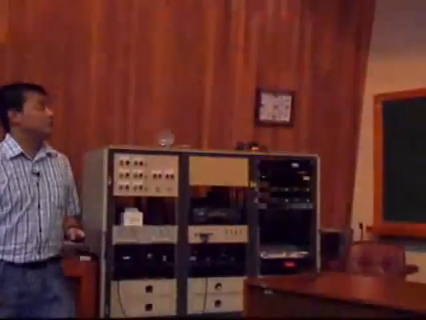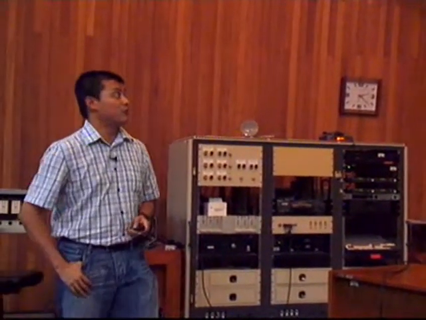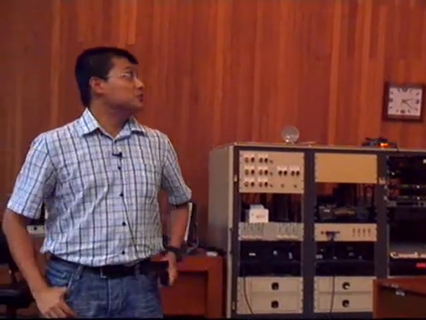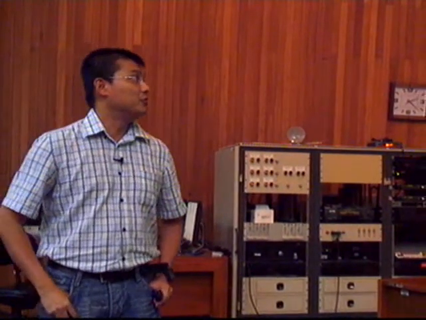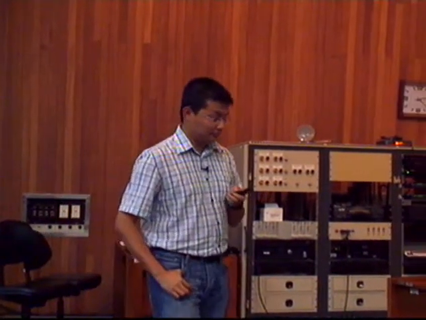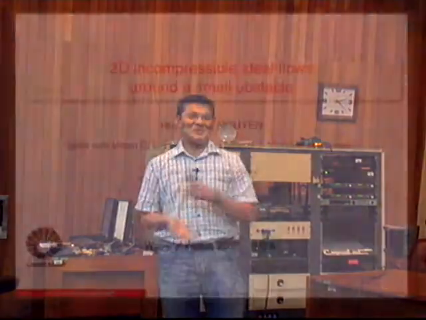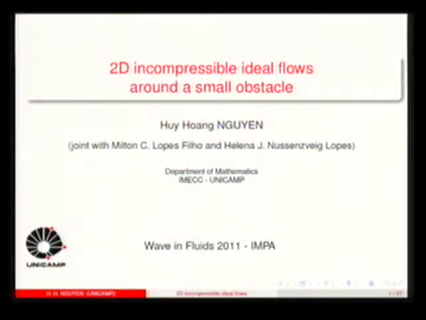Today I would like to present my work about two-dimensional incompressible ideal flows around a small obstacle. This work is joint with Milton Lopez Fijo and Elena Newton-Veitch Lopez. Actually, this work is totally theoretical. I don't do the numerical part.